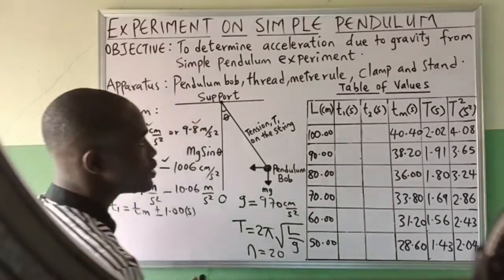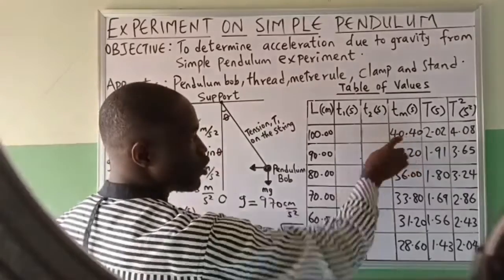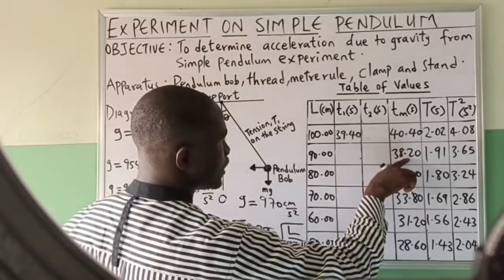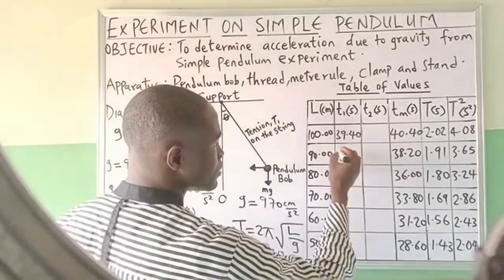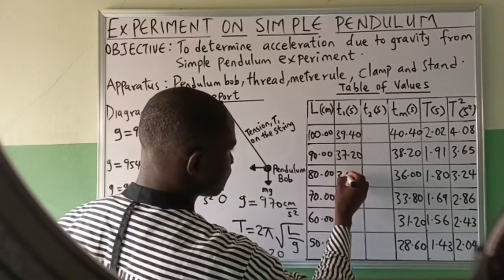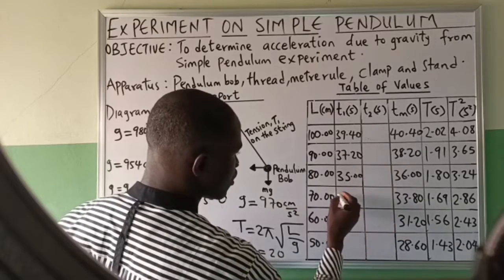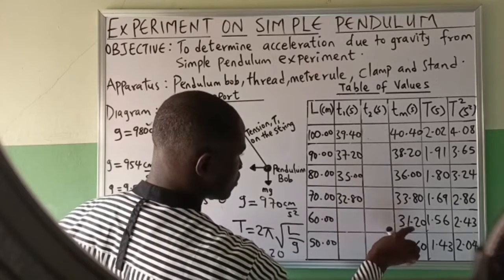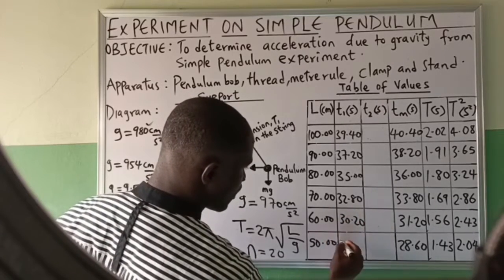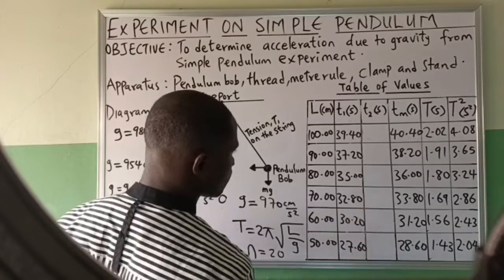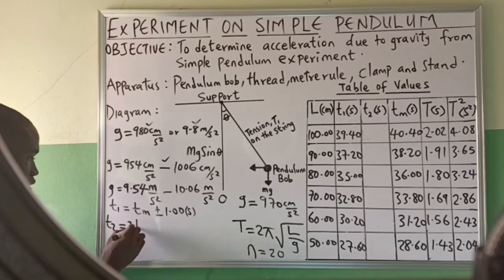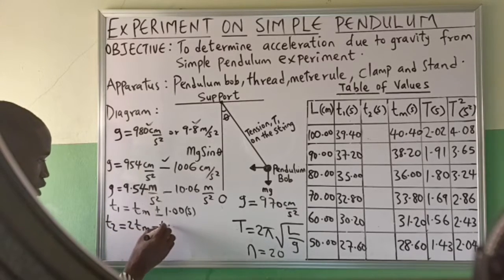That means that this minus 1 will be 39.40. This minus 1, 37.20. This minus 1, 35.00. This minus 1, 32.80. This minus 1, 30.20. This minus 1, 27.60.